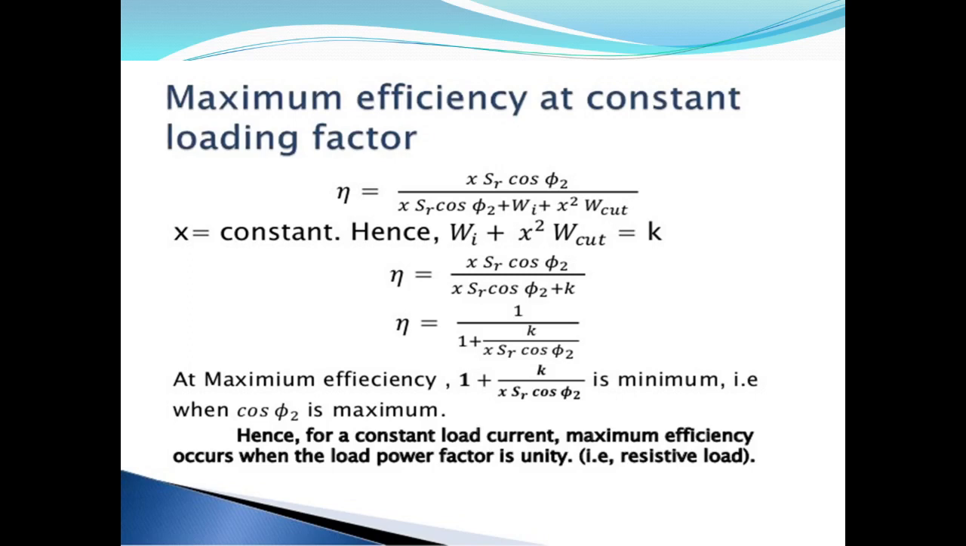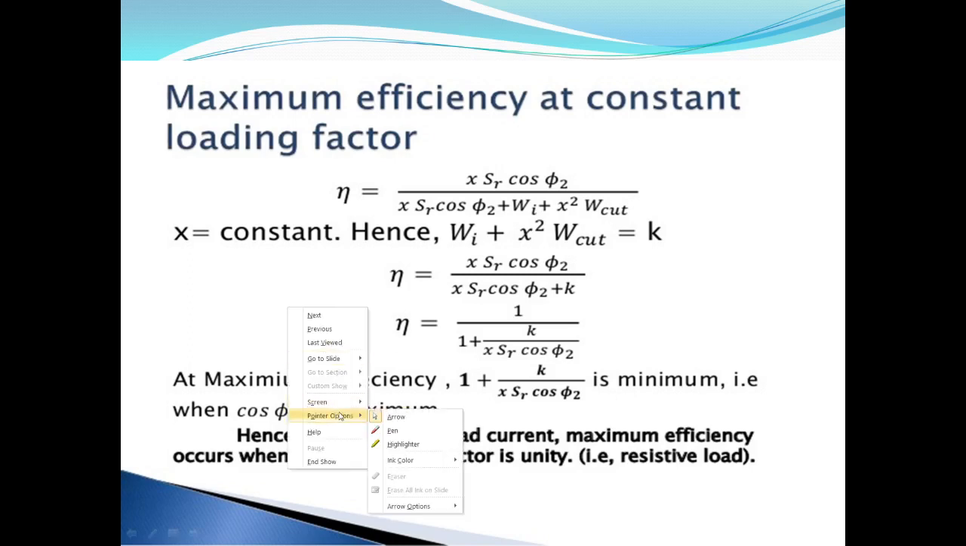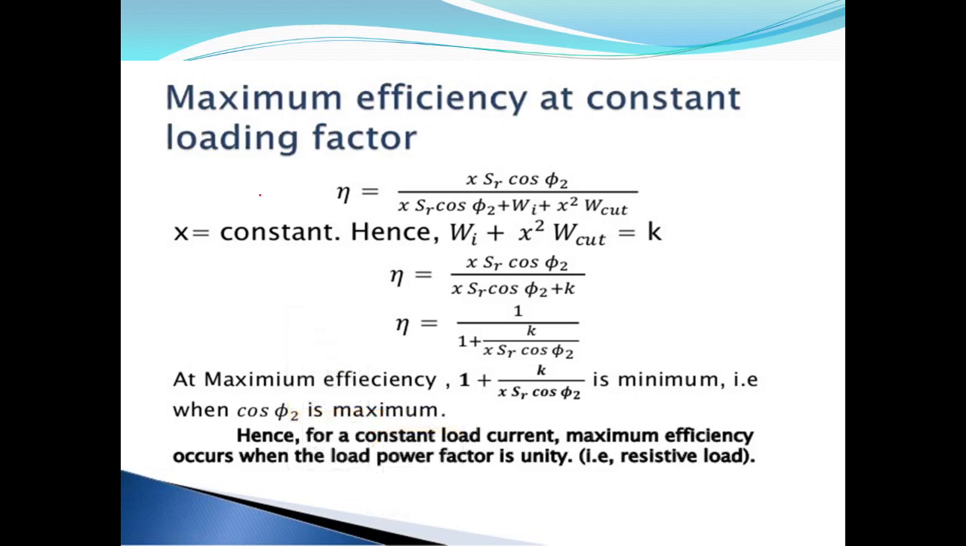Now, maximum efficiency at a constant loading factor, x is equal to a constant. There is no variation in the load, so it is fixed. So eta is equal to x into Sr into cos phi2 upon x into Sr into cos phi2 plus Wi plus x square into copper losses.